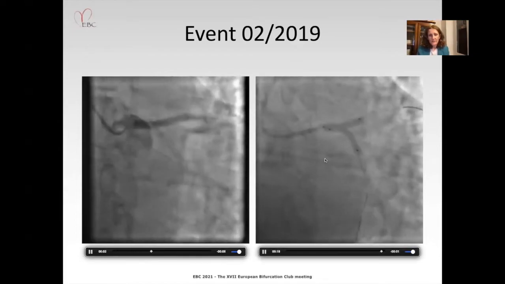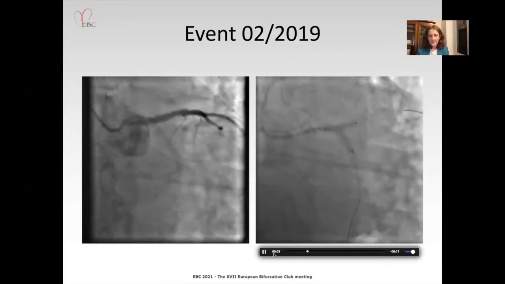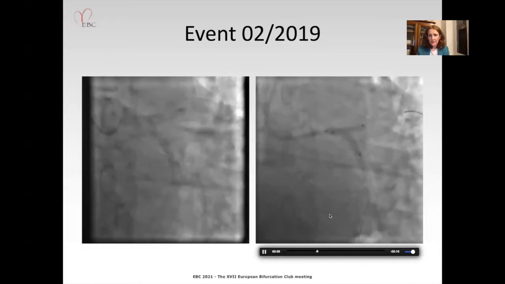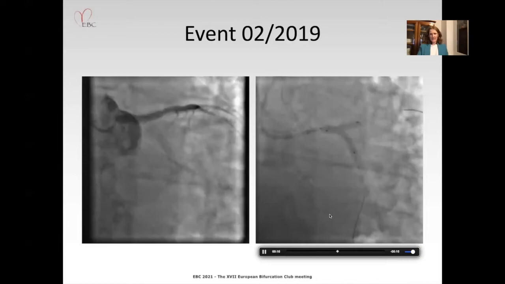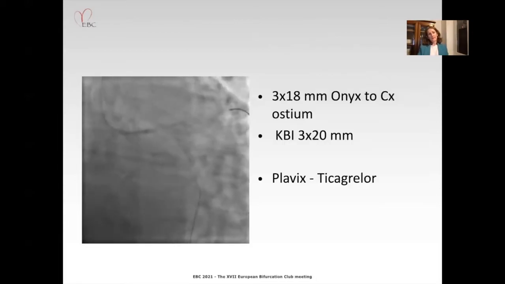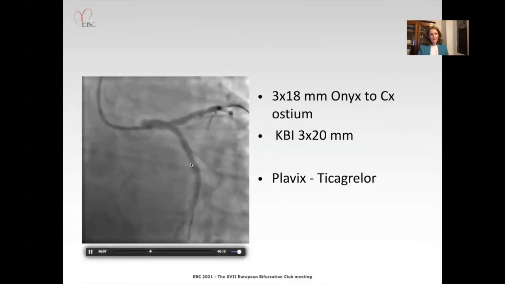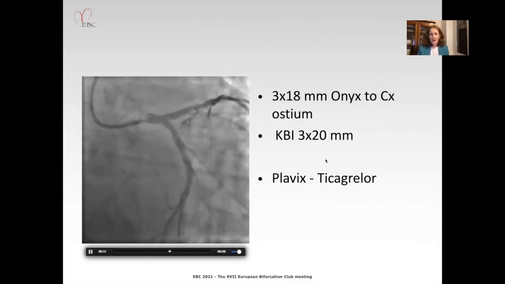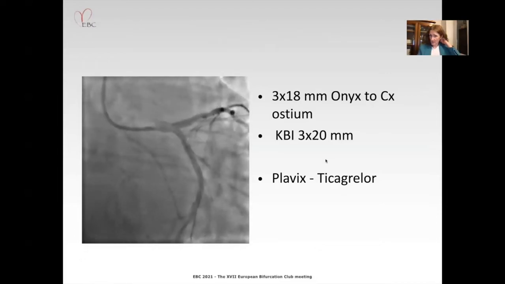This was first treated with wire and balloon. And then following that, the circumflex was stented with a 3.0 by 18 stent. And there were final kissing balloons in the LAD and circumflex, 3.0 balloons. So this is the result at the end. There's probably some thrombus here just at the level of the carina. And the Plavix, or clopidogrel, at this stage for the discharge was changed to ticagrelor.